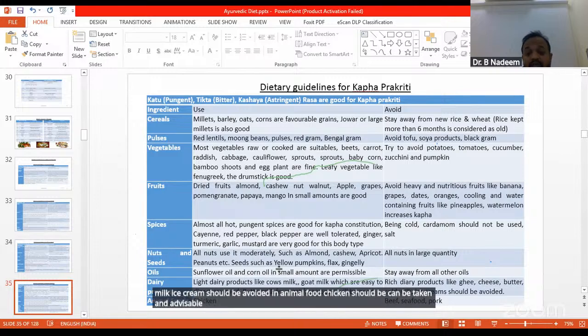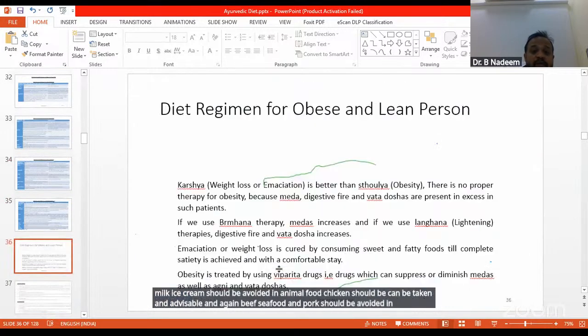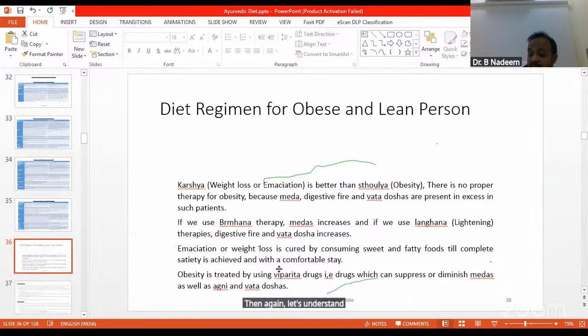And again, beef, seafood, and pork should be avoided in Kapha Prakriti. Then again, let's understand the diet regimen, now we'll go with the diseased condition.